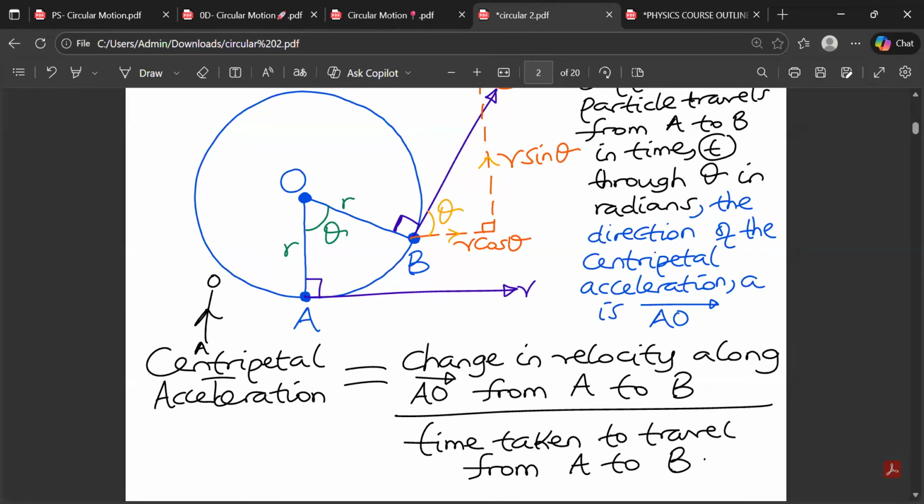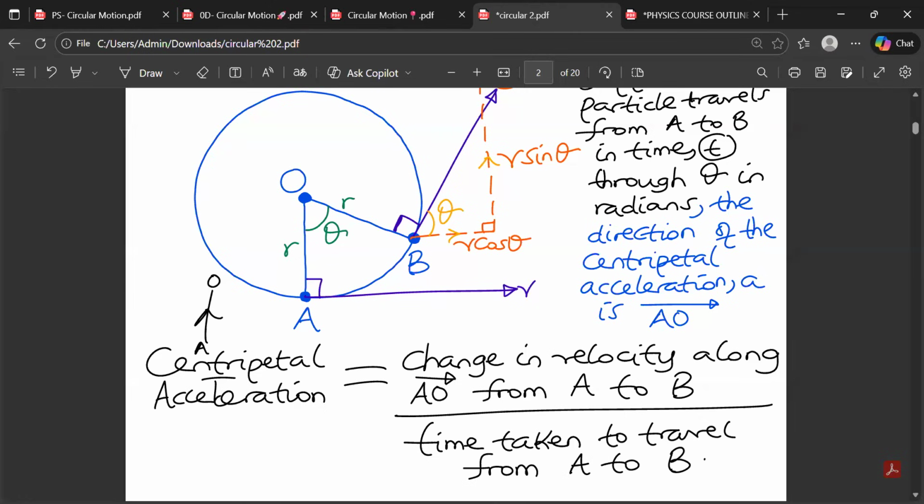Yeah. You all know that the change should be the final minus initial. But this time around, we don't have final minus initial. We have velocity at point B and velocity at point A. So someone tell me, what is the velocity at B? What do you take? And what is the velocity at A?